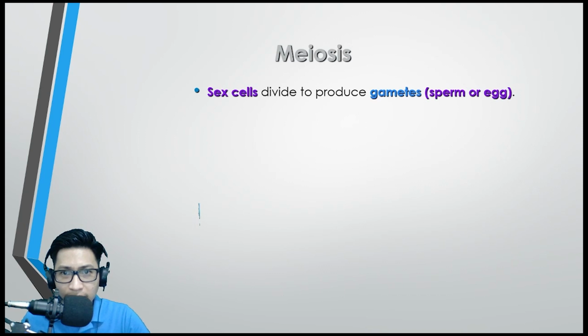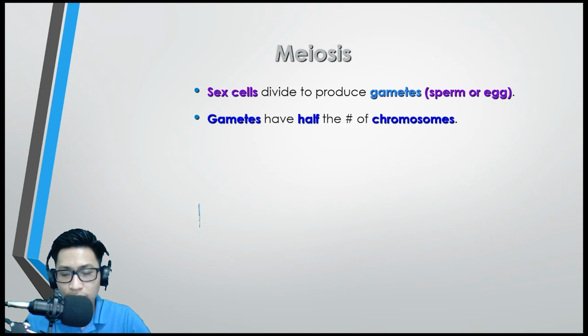Sex cells divide to produce gametes, or what we call the sperm or egg cell. Gametes have half the number of chromosomes, as we were talking about earlier. This is important because during the fusion of the sperm and egg, they need to complete the normal number of chromosomes. In humans, we have 46 chromosomes, or our somatic cells have 46 chromosomes. So it is important for the gametes to have only half the number of chromosomes.